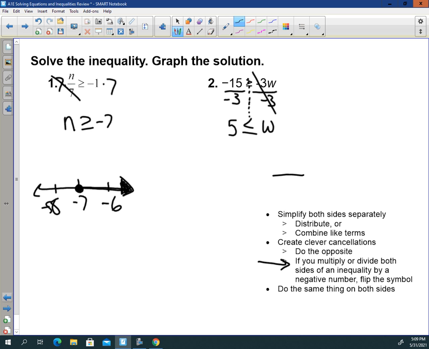Now, when graphing this, I'm going to put my 5 on there. Smaller than 5, bigger than 5. I need a closed dot at 5 because there's that little line underneath, the or equal to part. This says 5 is less than or equal to w, which means that w is bigger than 5. And so I'm going to color this way. Got to be careful with that coloring, because some people automatically just color in the direction that the inequality is pointing, and sometimes that's not right. So you got to think about what's going on there.